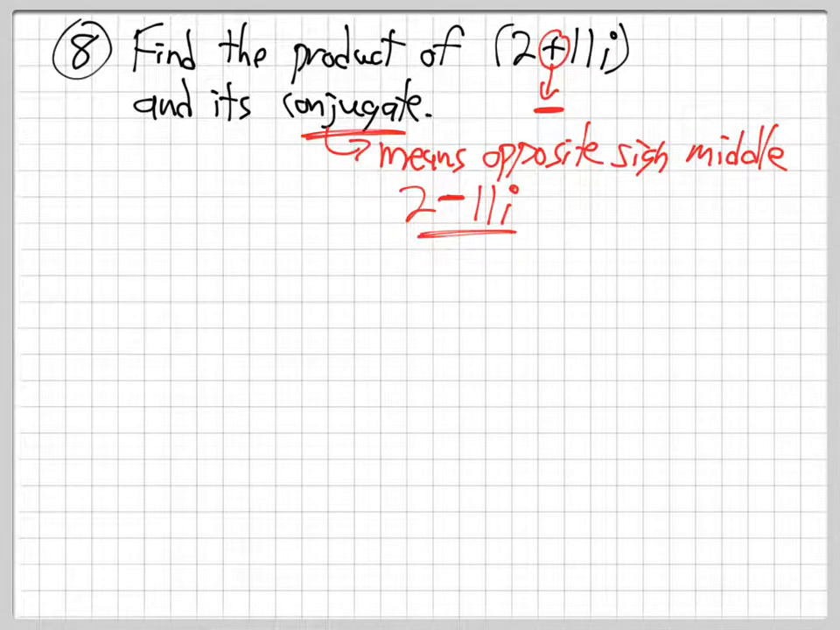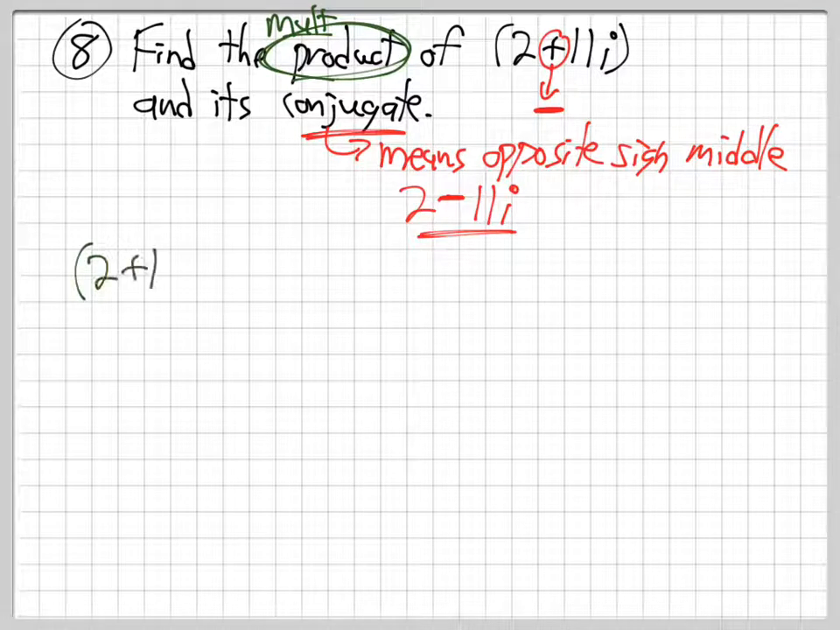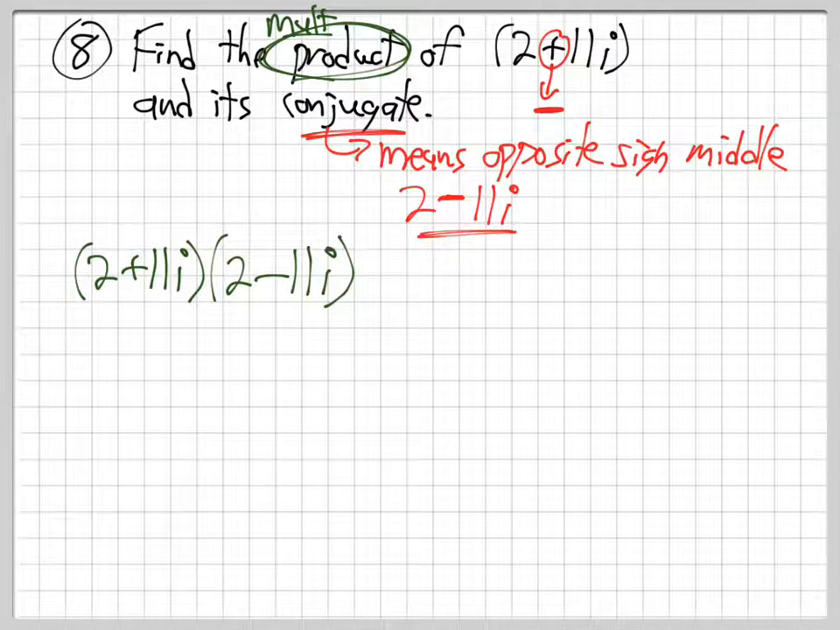But they did say product. What does product mean? Multiply. Yeah, they want us to take the first one, the 2 plus 11i, and multiply it times the conjugate, the opposite sign in the middle, the 2 minus 11i. So they just want us to do another one of these, first to both, second to both things, but with the conjugate. What's going to happen is the 2 middle terms will cancel. That's what always happens when you use the opposite sign.